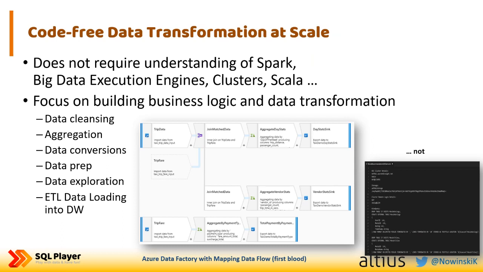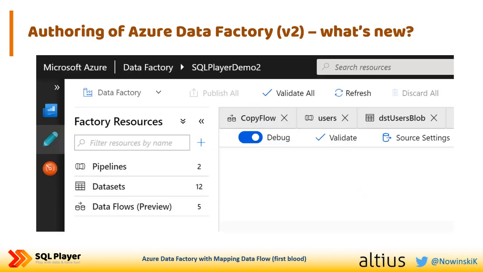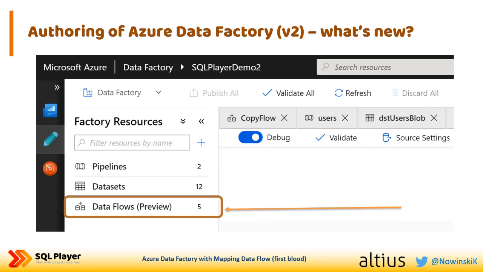And like a standard data transformation, you can do things like aggregation, data cleaning, data conversion, and some processes like data preparation. And also you can do much better data exploration compared to SSIS. So the data flows, sorry about this very old slide, are already not in preview, they are generally available. It's another section in the menu on the left. We'll see that in a moment during the demo.